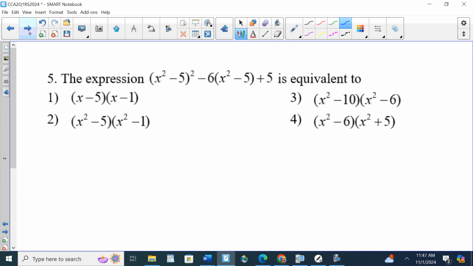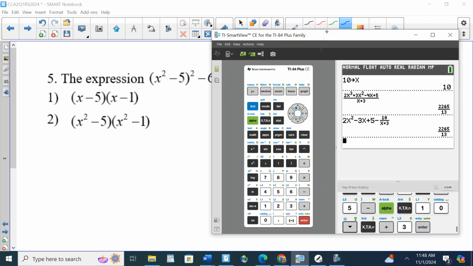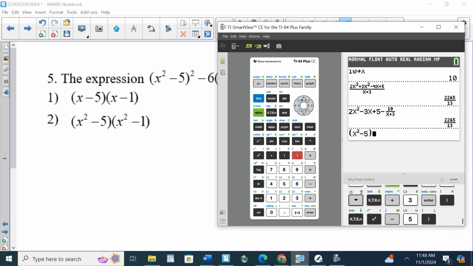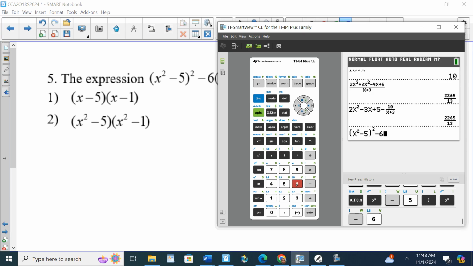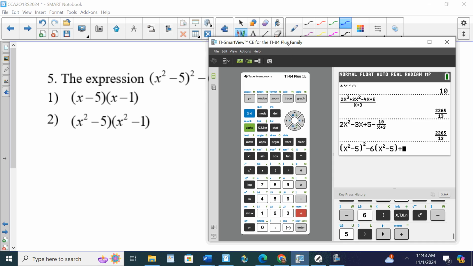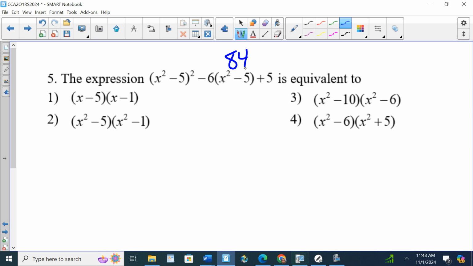Number 5, I see variables in the problem, variables in the answers. I'm going to type in the original problem, x squared minus 5 squared minus 6, x squared minus 5 plus 5, 8460. I type in each choice. I believe the answer is choice 3. Let's find out.